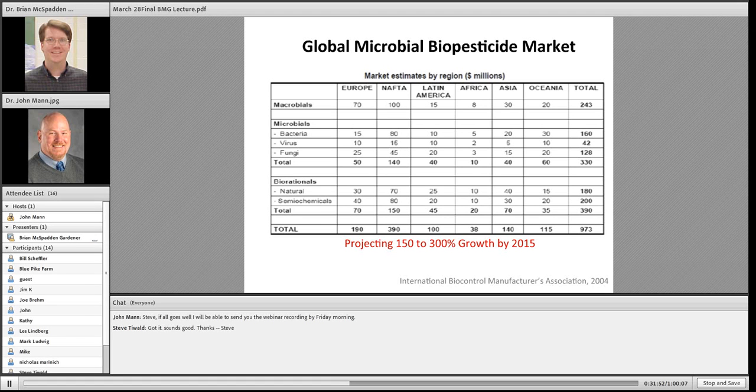And what I'm showing you here is that back in 2004, they were estimating that the bacterial microbials that are used as biopesticides were being sold at about $80 million total market in the United States, Canada, and Mexico. That number right now is probably somewhere around 250 to $450 million in gross sales just of the bacterial microbials. And you'll see that there are other organisms as well that can be used as biopesticides.